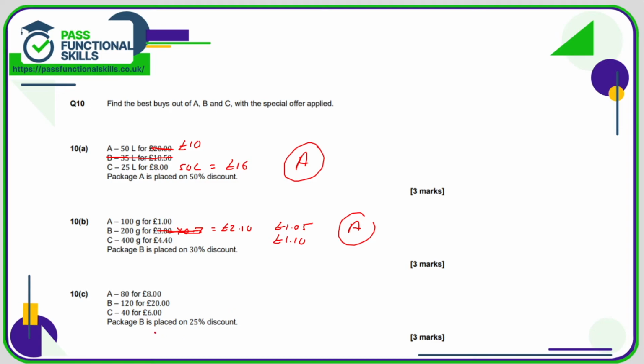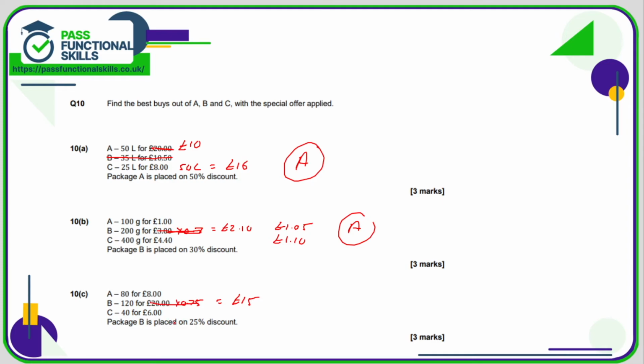10C, package B is 25% off, so that is reduced by 1/4. So that means it's 3/4 the price of what it was originally, or 75%. So what is 75%, or 3/4, of 20? You can do 20 times 0.75 and you'll work out that that works out at £15.